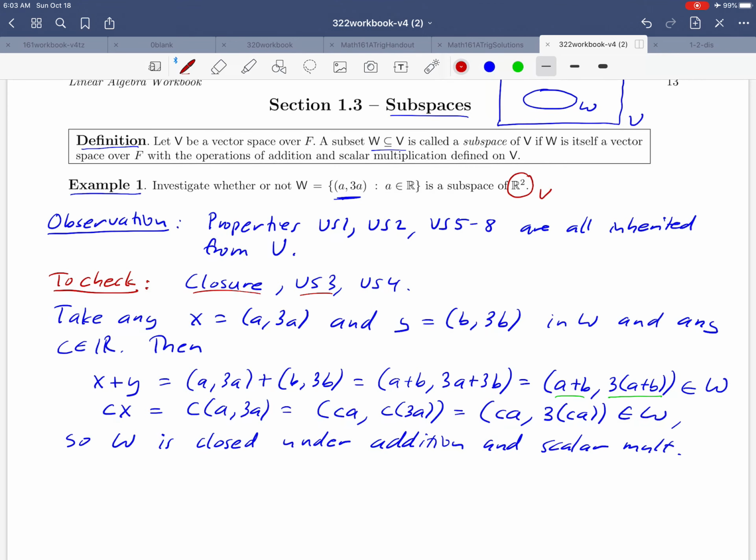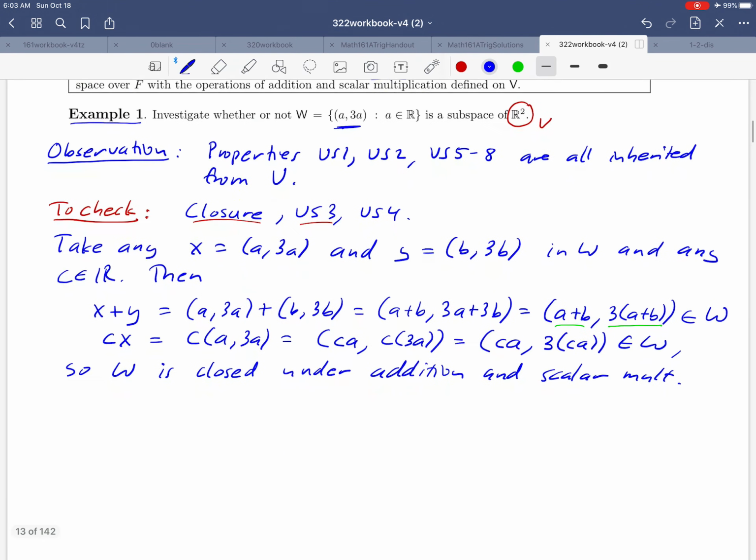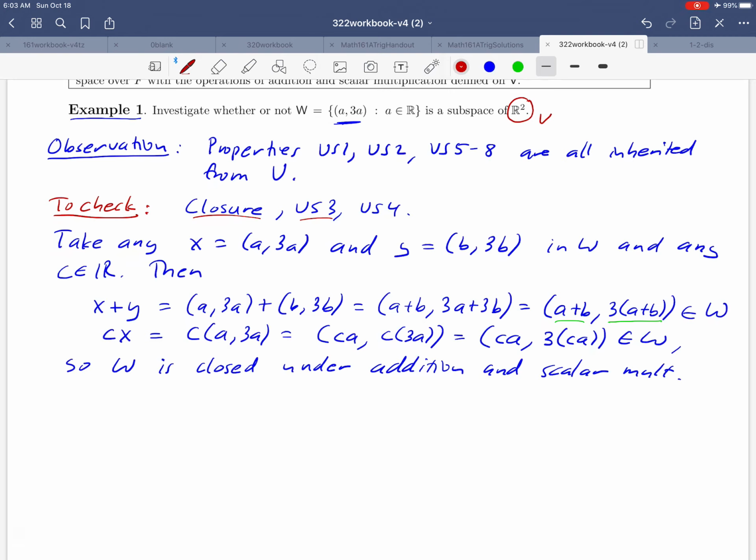Next thing that we'd like to look at is VS3. If you peeked back in the workbook, VS3 is the statement that the 0 vector is in our vector space. So we'd like to show that the 0 vector, which in the case of R2 looks like (0, 0), is in W. Well, again, how do we get in W? We need to show that that vector can be written in the form (a, 3a). Notice that it can, because (0, 0) is equal to (0, 3 times 0). So it does indeed have the form of being in W. So we've just proven VS3.